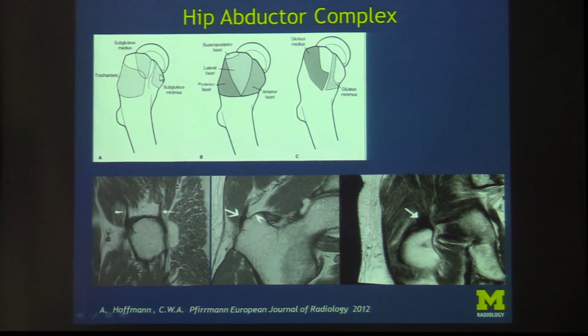Now, MR is quite good at showing us these tendons and bursa. Here's a sagittal and two coronal sequences. You can see the gluteus minimus attaching on the anterior facet. You can see the gluteus medius attaching on the superior posterior facet and on the lateral facet.